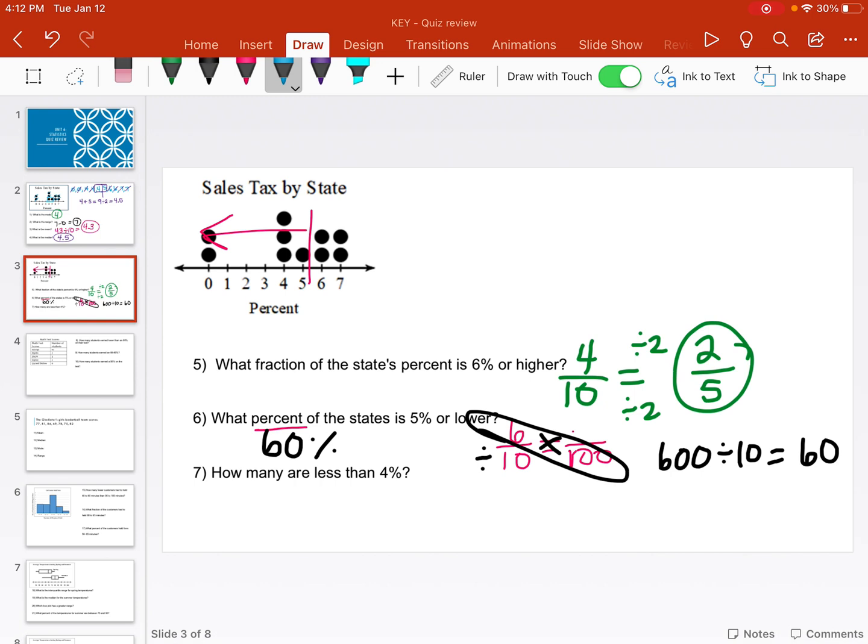Finally, how many are less than 4%? I was just saying how many, so like how many actual dots are less than 4. So here's 4. I want the things less than that. Well, there's 2 dots over there, so 2 are less than 4.